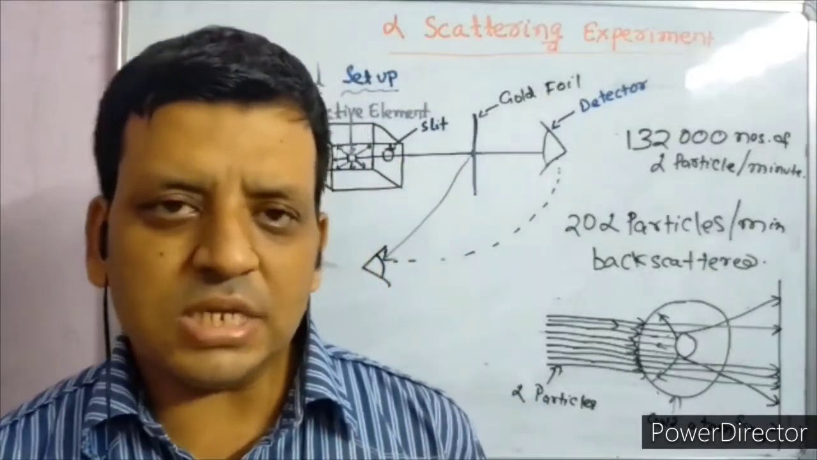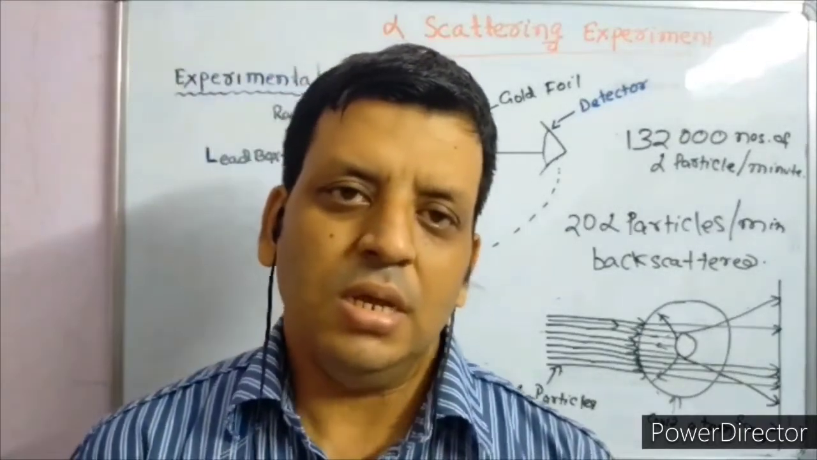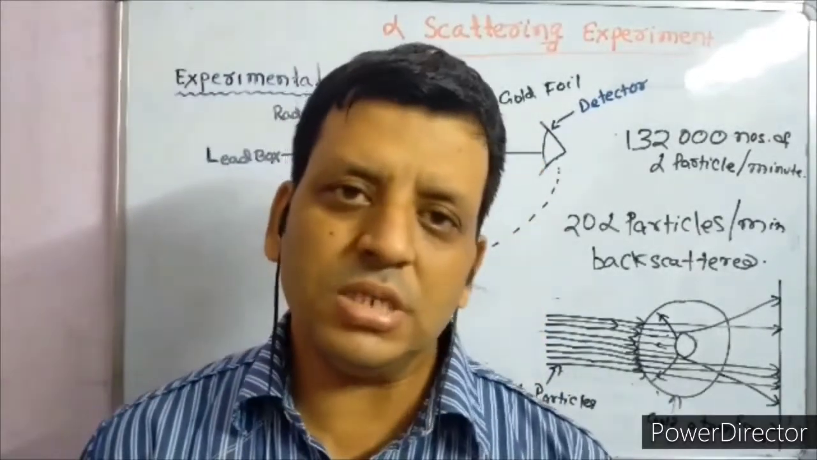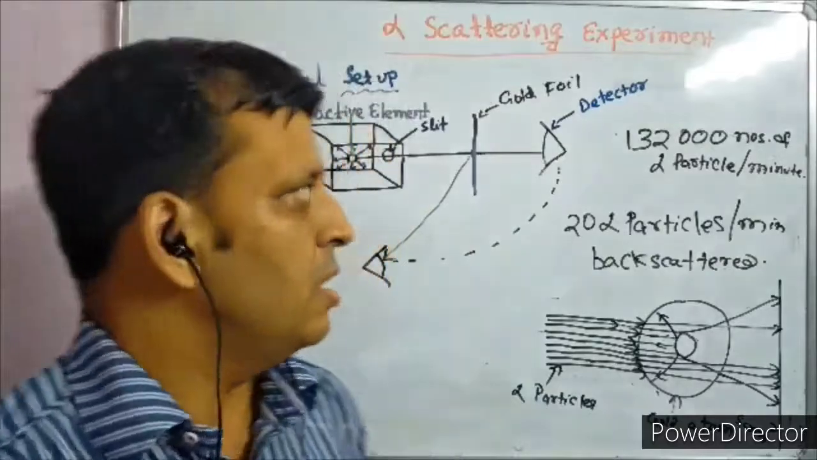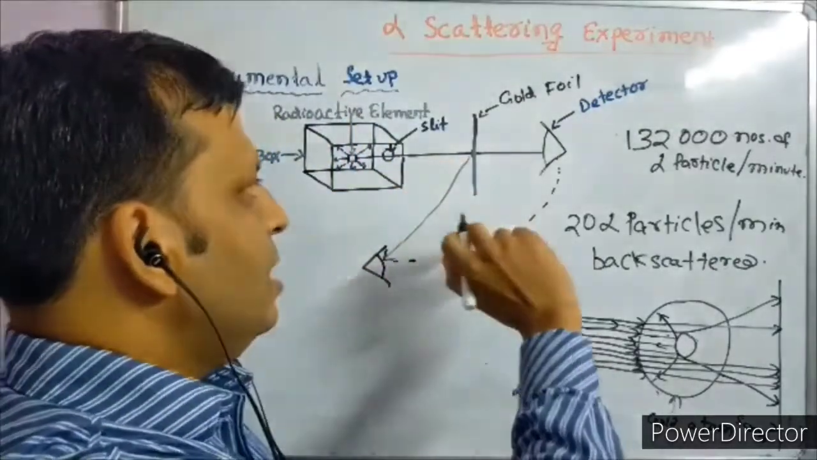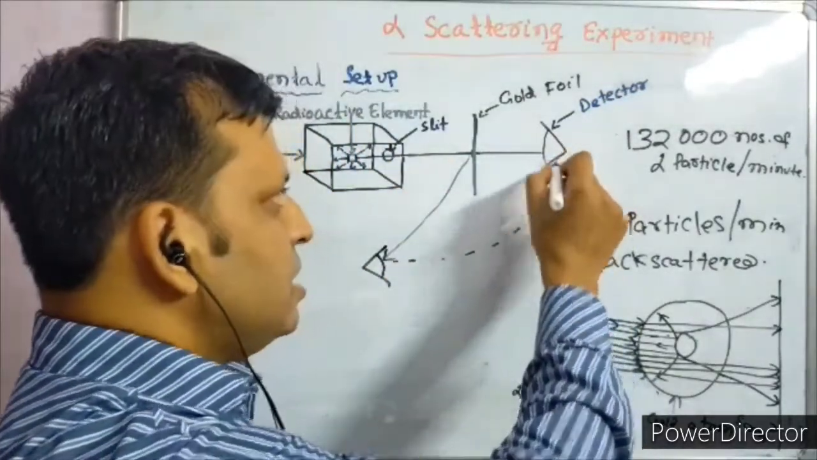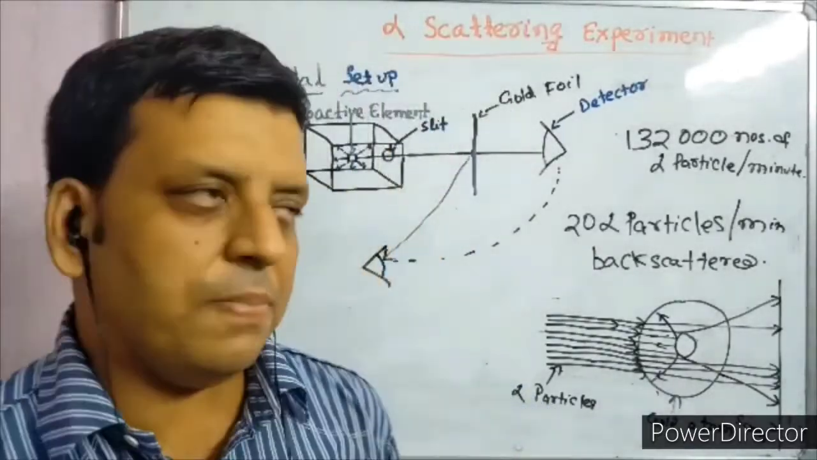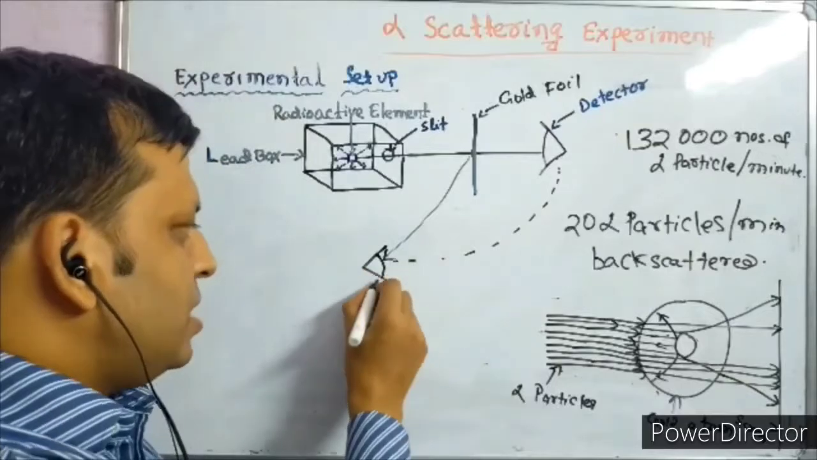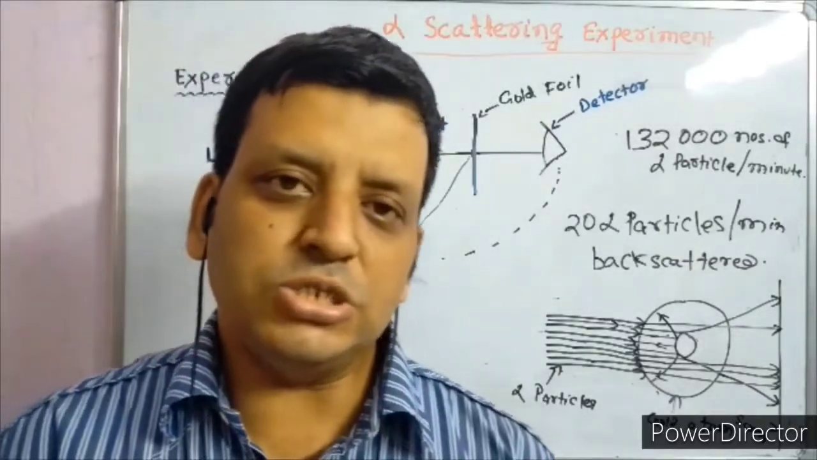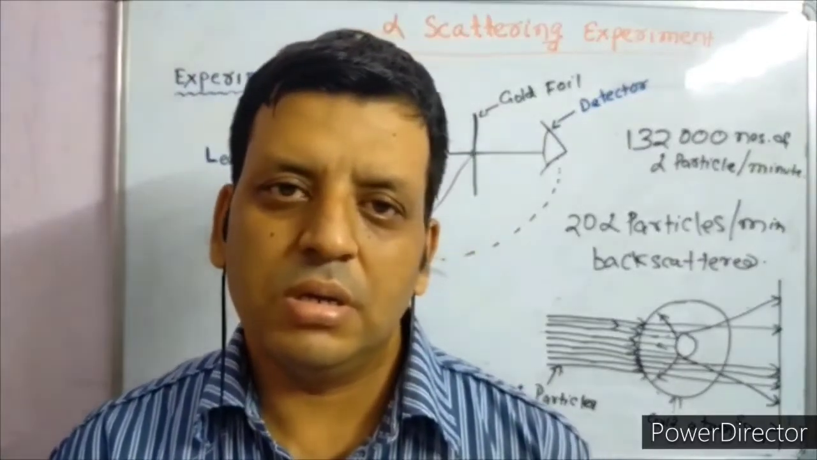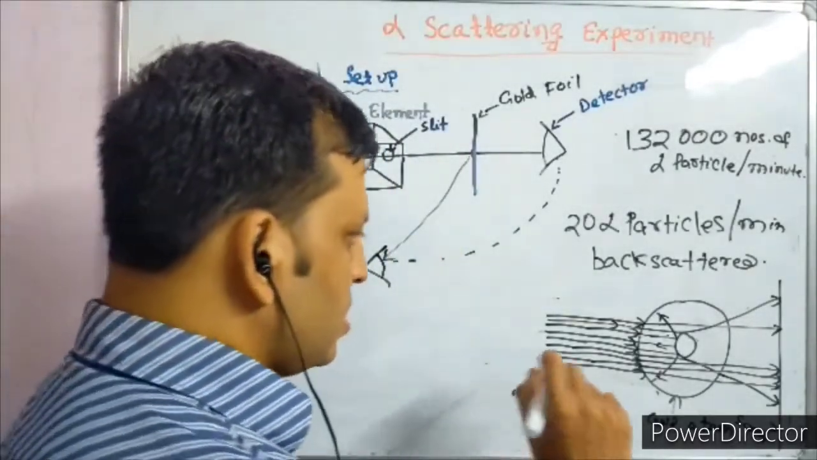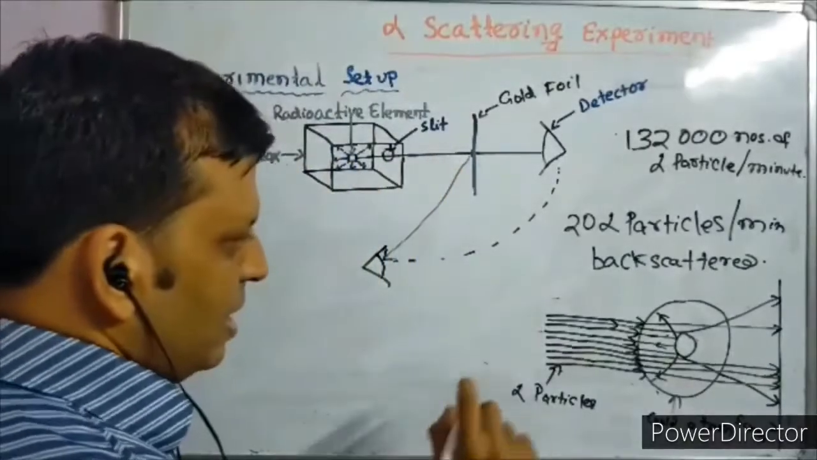It was a surprising result for him, because he thought that because this gold foil is very thin, almost every alpha particle should pass through this gold foil and hit the detector, but that was not the case. He got 20 alpha particles per minute striking the detector over here, which he assumed to be 0. So his model can be explained like this.